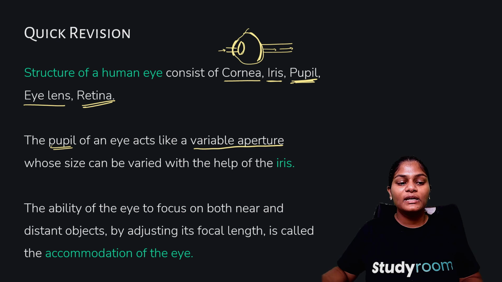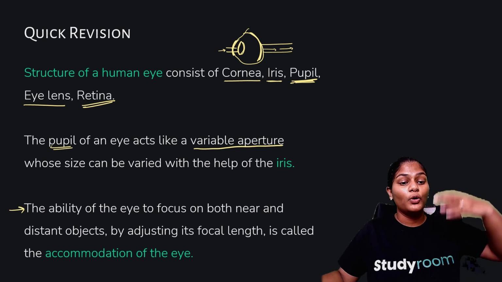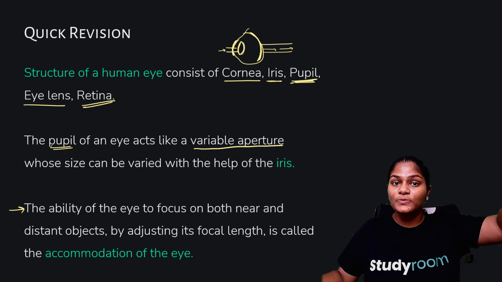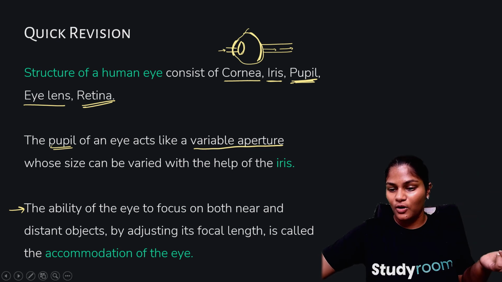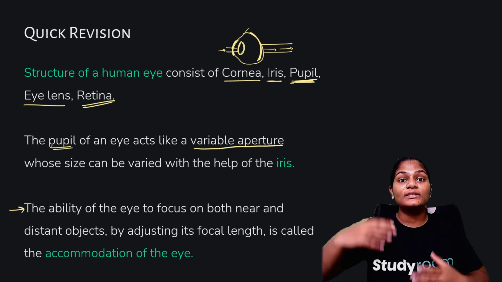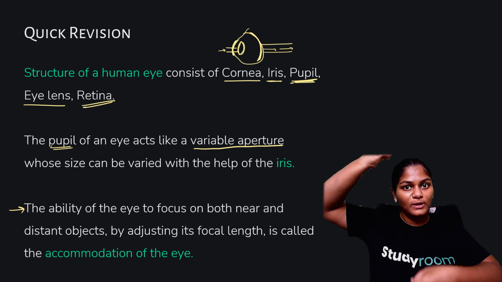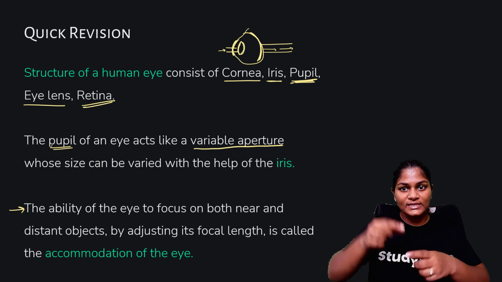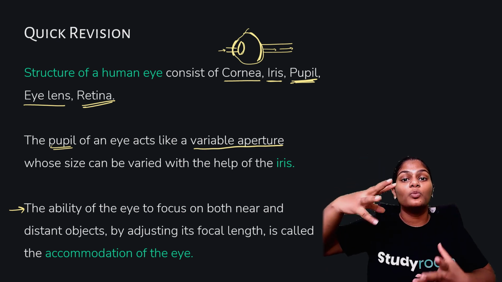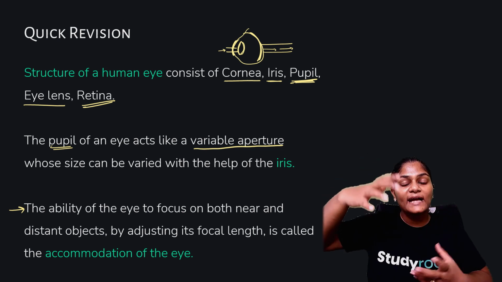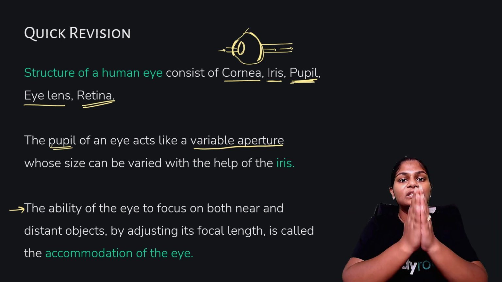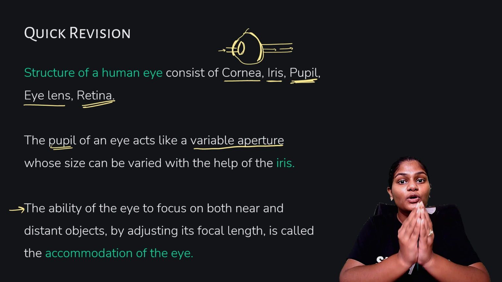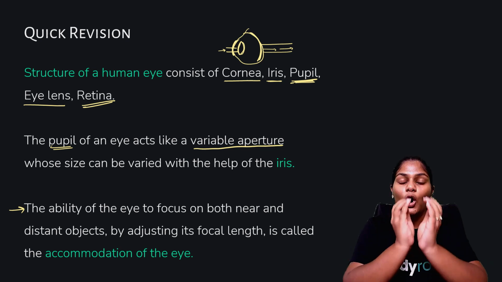What is the next thing? The next thing says that the ability of the eye to focus on both nearby and distant objects by adjusting its focal length is called the power of accommodation of the eye, which means that the ciliary muscles above and below the eye lens, if this is the lens, contract and relax, and by the contraction and relaxation of the ciliary muscles, the convex lens becomes thick or thin.